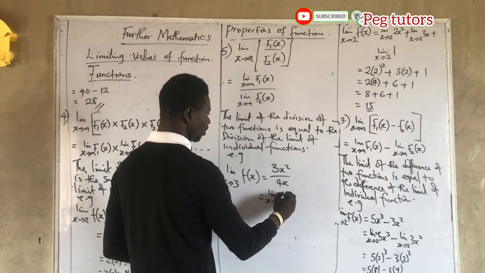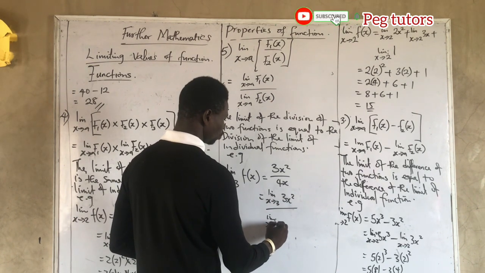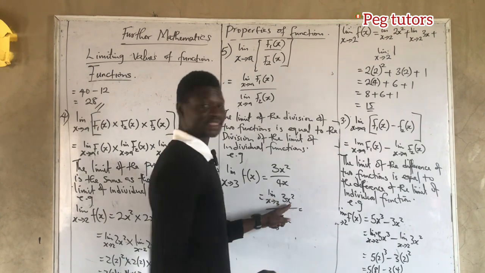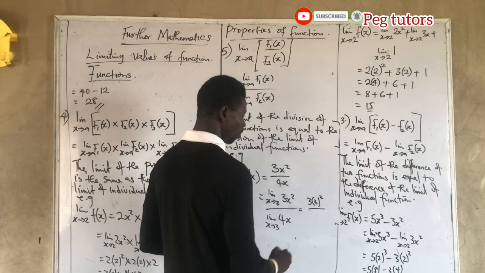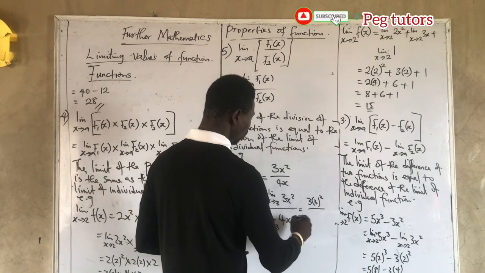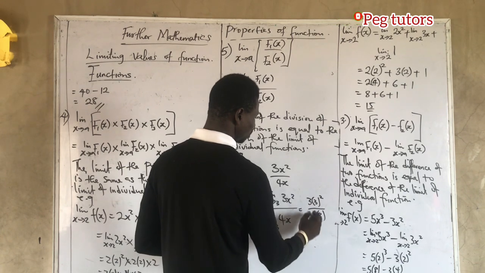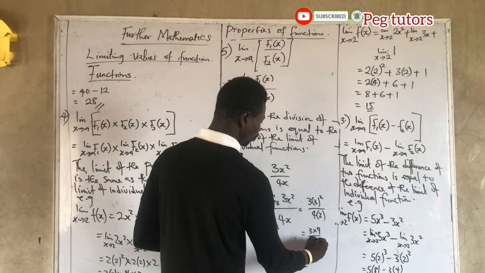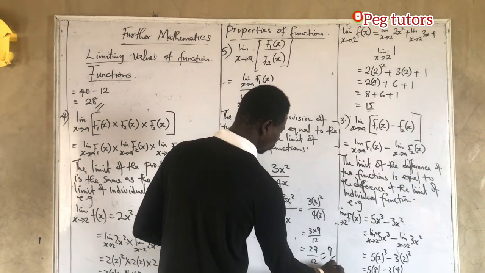all over the limit as x tends to 3 of 4x, which is equal to, put x as 3. So you have 3 into 3 squared all over 4 into 3. So that will give us, this is 9. 3 times 9 over 12. So that's 27 over 12. 3 can go. So you have 9 over 4.